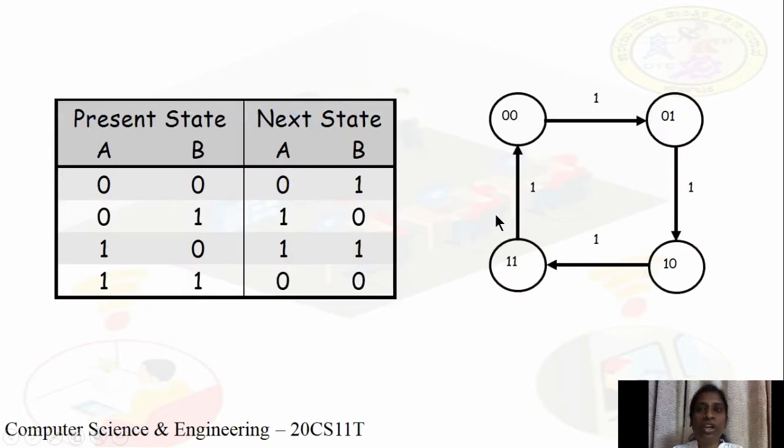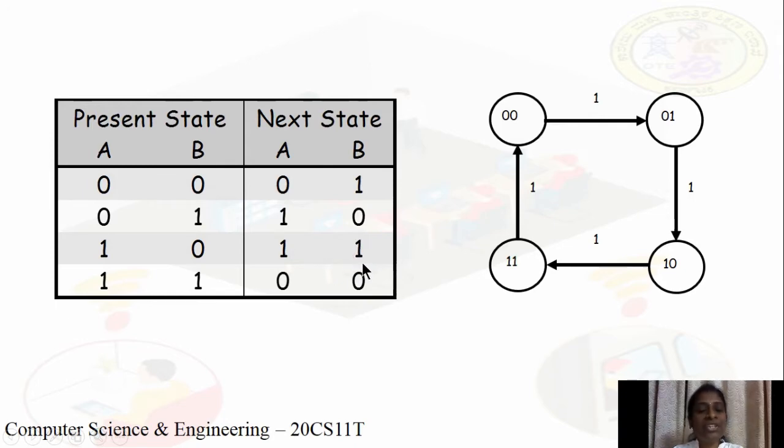Now we'll see how the counters work. If the present state of the counter is 0 0, the next state of the counter will be 0 1. If we convert 0 1 to the decimal value, it will be 1. If the present state of the counter is 0 1, that means decimal value 1, the next state will be 1 0. Decimal value for 1 0 is 2. If the present state is 1 0, the next state of the counter will be 1 1. The decimal form of 1 1 will be 3.